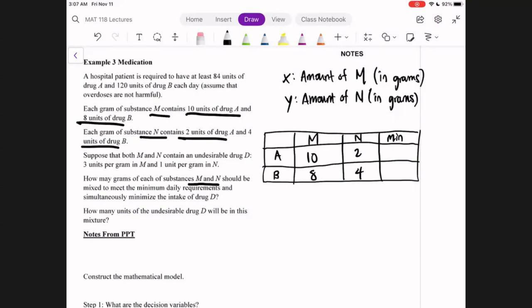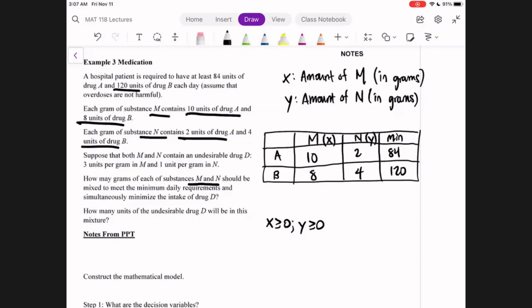And then I need how many of A? What's the minimum? Sorry, 120 is for B, and 84 is for A. Okay. Remember, M is X, N is Y. So then from these two, I can set up my two constraints. Remember, automatically, I have my non-negative constraints.